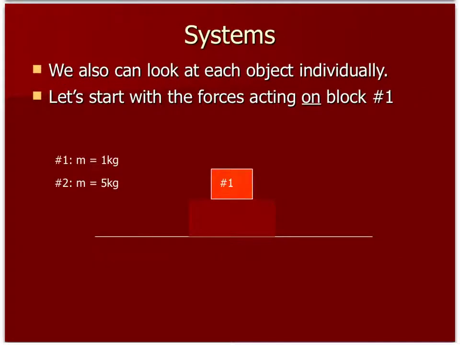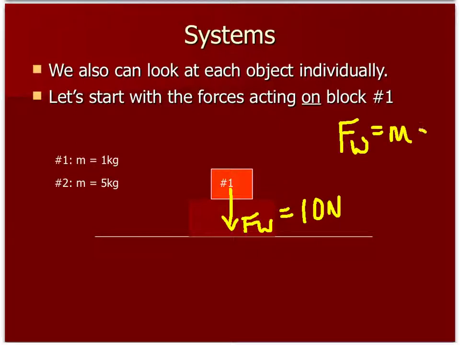We can also look at systems by looking at each object individually, and that's how we started to do the warm-up activity. So again, if you look at the forces acting on just block 1, we know it's going to have an Fw, which is 10 newtons, right? Because remember, Fw is mass times gravity, so 1 times 10, and it will have that normal force of 10 newtons as well.